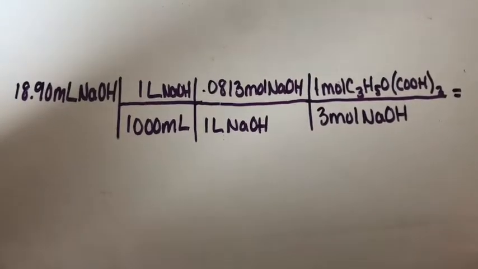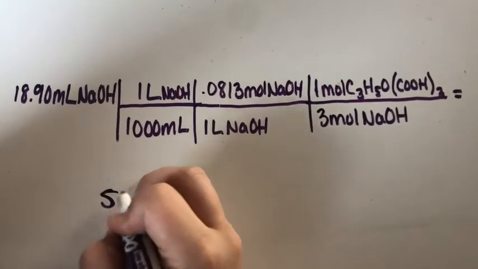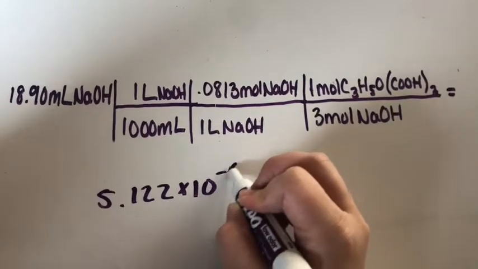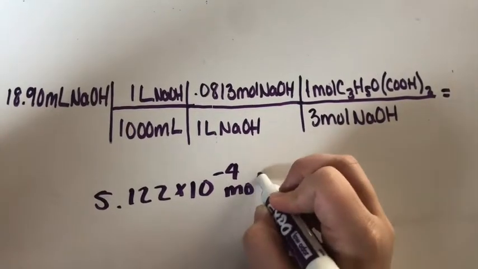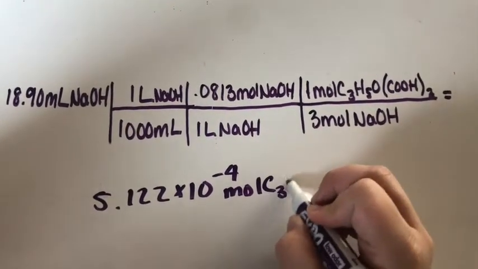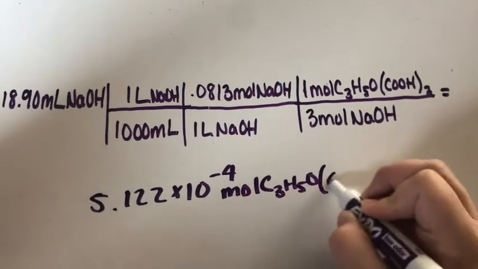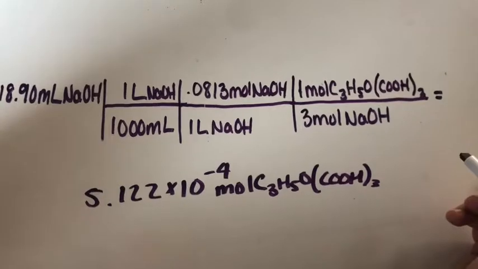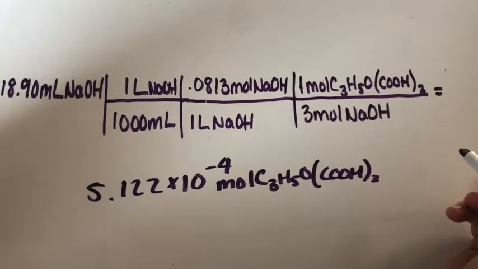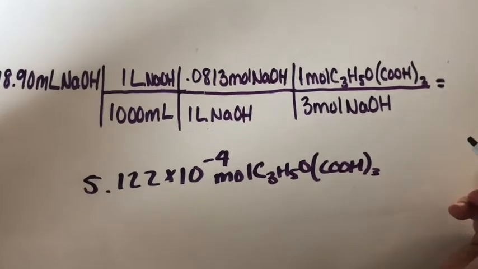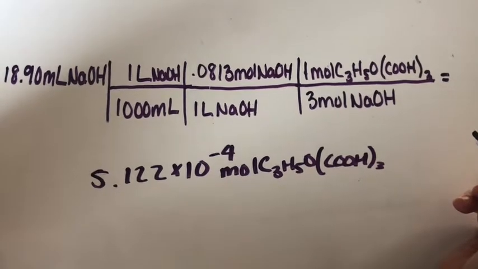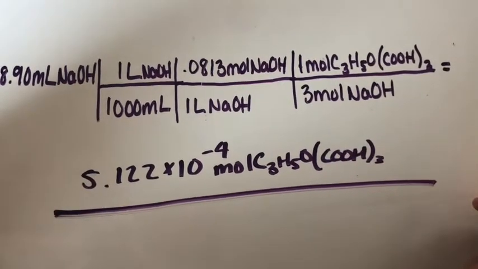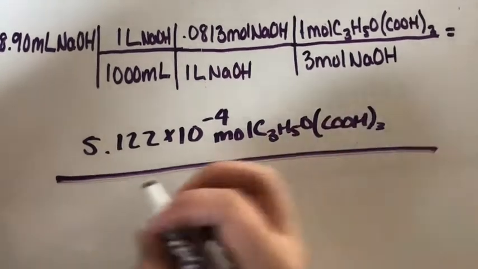After doing this equation, we can determine that there are 5.122 times 10 to the negative 4th moles of C3H5O(COOH)3, or citric acid. Now, in order to find the molarity of the citric acid, we would have to divide that by the starting volume of juice sample. From the table, we saw that the volume of the juice sample was 2 milliliters.